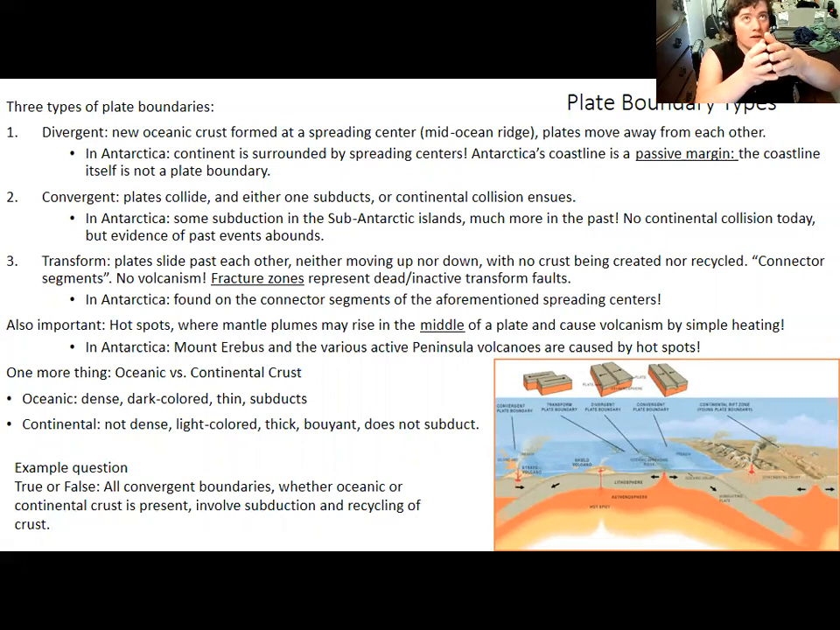The ocean between Antarctica and Australia, as well as between the Southern Ocean, is getting wider essentially because of seafloor spreading. But the coast of Antarctica itself is not actually where the plate boundary is anymore. It was many years ago, but since the ocean has spread out so much between the two continents, it's not anymore. At a convergent plate boundary, you have plates colliding, and you have either subduction or continental collision.